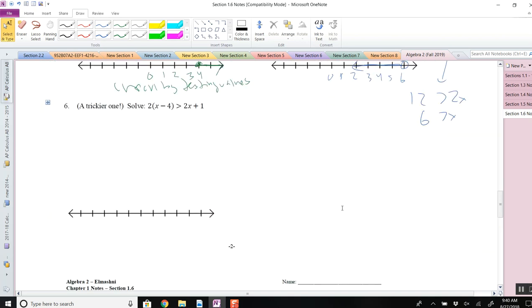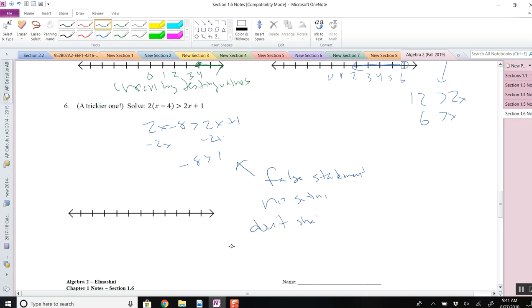Let's look at 6. If I distribute, I get 2x minus 8 is greater than 2x plus 1. Now this is tricky because the 2x is canceled. So you're stuck with this. That's a false statement. No way is -8 bigger than 1. So the answer is no solution, and you don't shade the number line. So nothing will ever make that work.